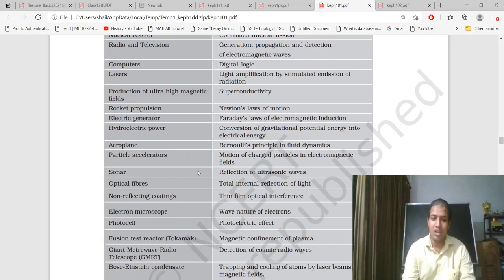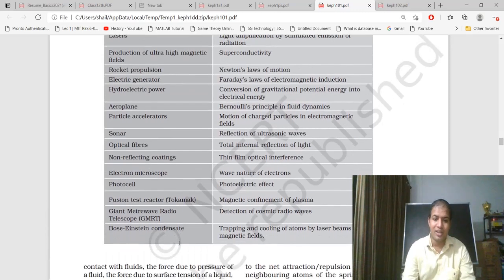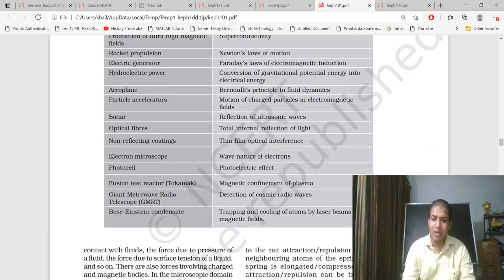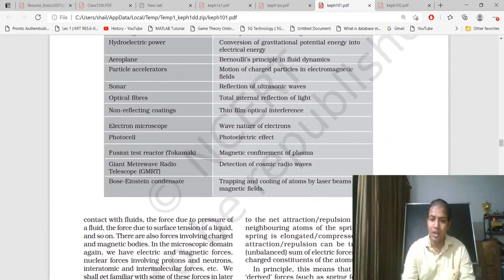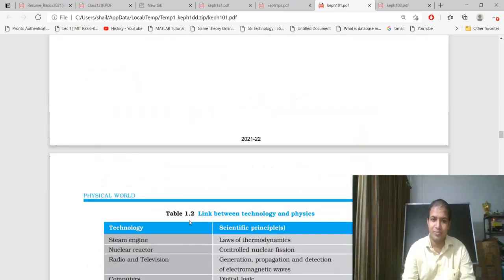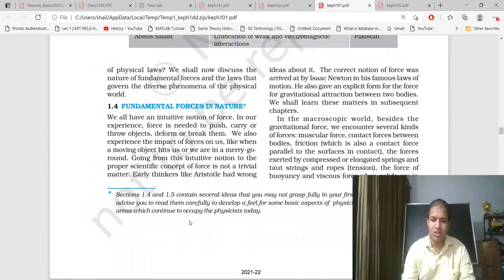in electromagnetic field; sonar, reflection of ultrasonic waves; optical fibers, total internal reflection of light; non-reflecting coatings, thin film optical interference; electron microscope, wave nature of electron; photocell, photoelectric effect; fusion test reactor, magnetic confinement of plasma; Giant Metrewave Radio Telescope (GMRT), detection of cosmic radio waves; Bose-Einstein condensate state, trapping and cooling of atoms by laser beams and magnetic field. So now we will go to the fundamental laws of physics.